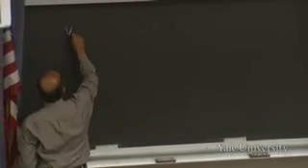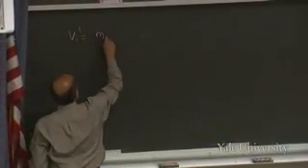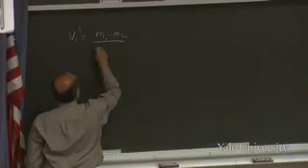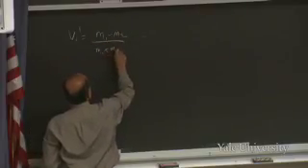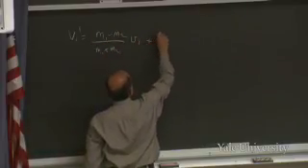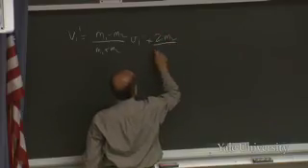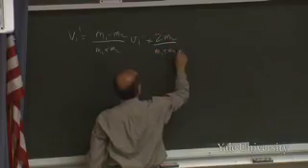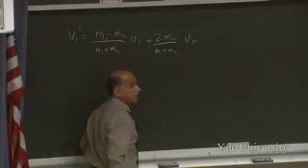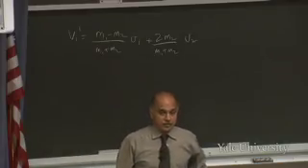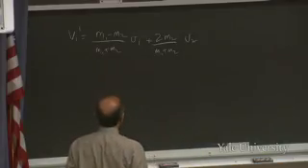The answer is that v1 prime is equal to m1 minus m2 over m1 plus m2 times v1 plus 2m2 over m1 plus m2 times v2. These are no great secrets. You'll find them in any textbook. So if you cannot follow my handwriting, you're running out of time.